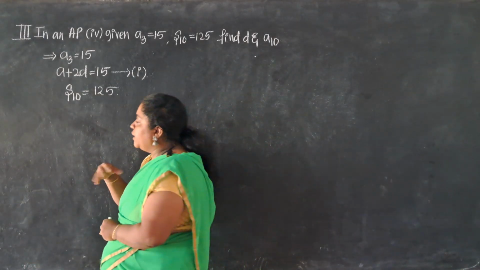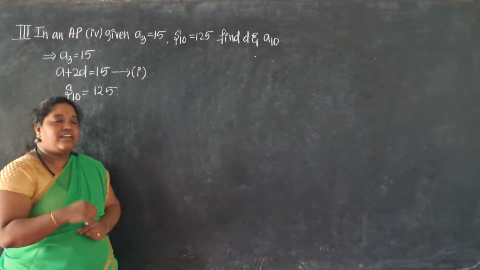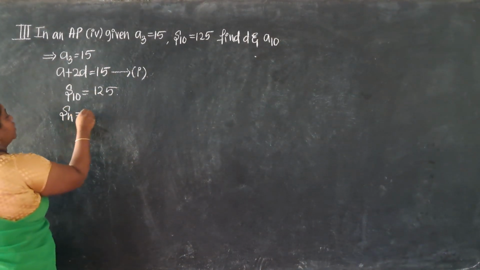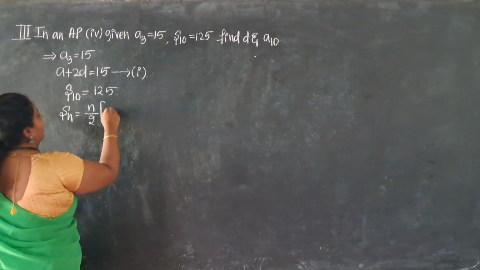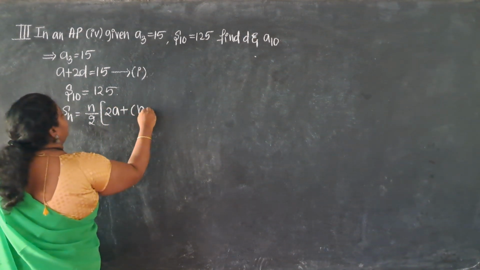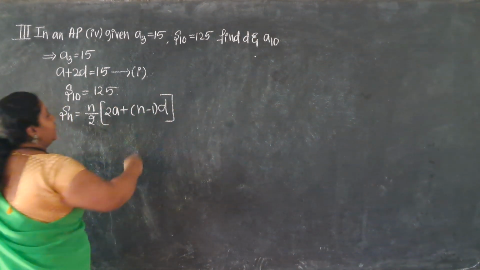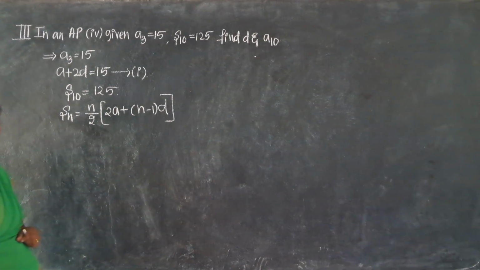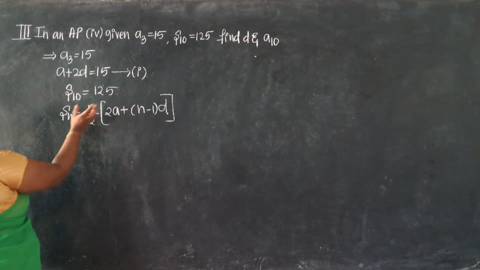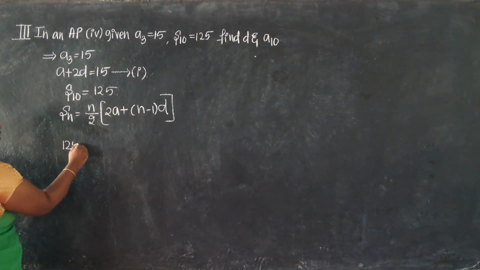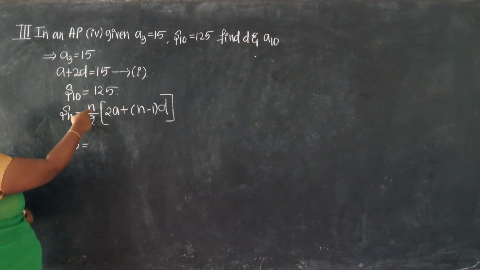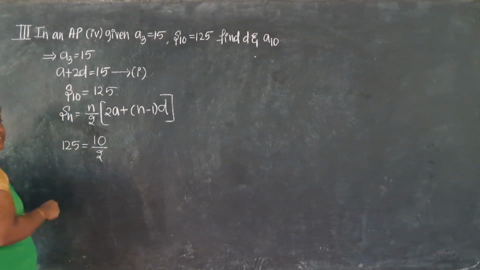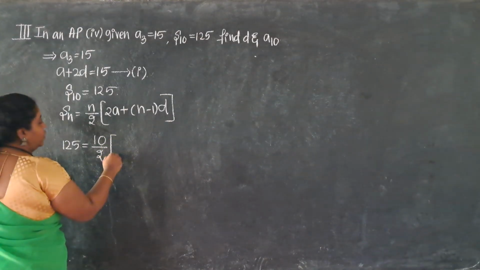Now, let me use the Sn formula. What is the Sn formula I have? The long formula I should use: Sn is equal to n by 2 into bracket 2a plus n minus 1 into d. See, Sn is provided, it is 125. And the n value is provided inbuilt, it is 10, because it is the sum of the first 10 terms. So 10 by 2 into bracket.